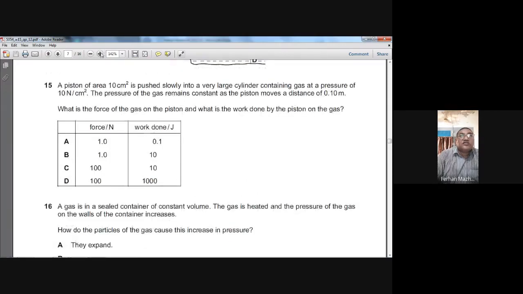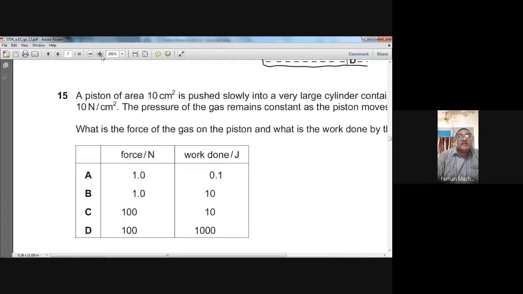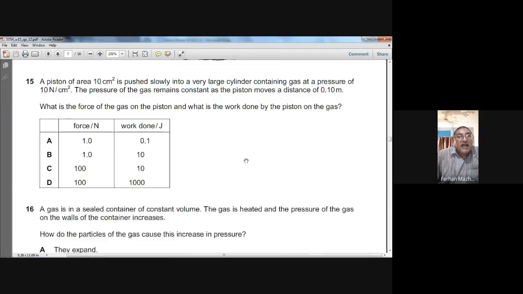Okay, everyone. So now you can see question number 15 is on your screen. A piston of area 10 centimeters square is pushed slowly into a very large cylinder containing gas at a pressure of 10 Newton per centimeter square. The pressure of the gas remains constant as the piston moves a distance of 0.10 meter. What is the force of the gas on the piston and what is the work done by the piston on the gas?